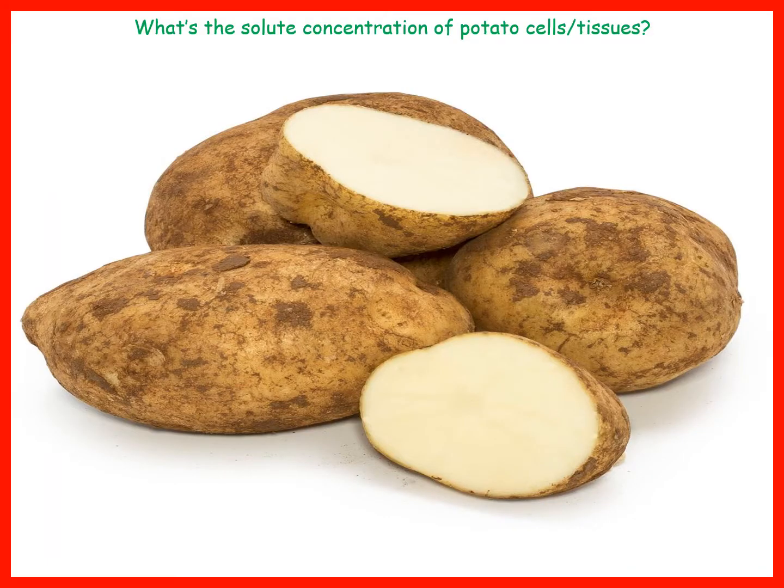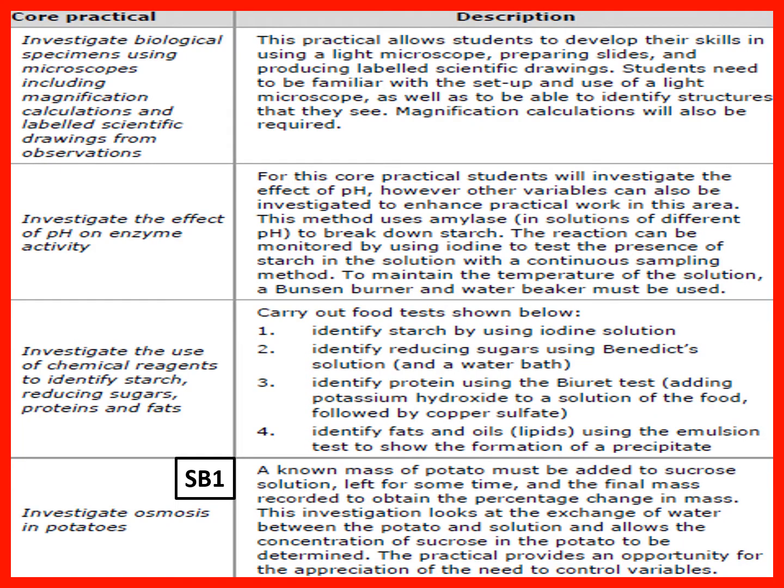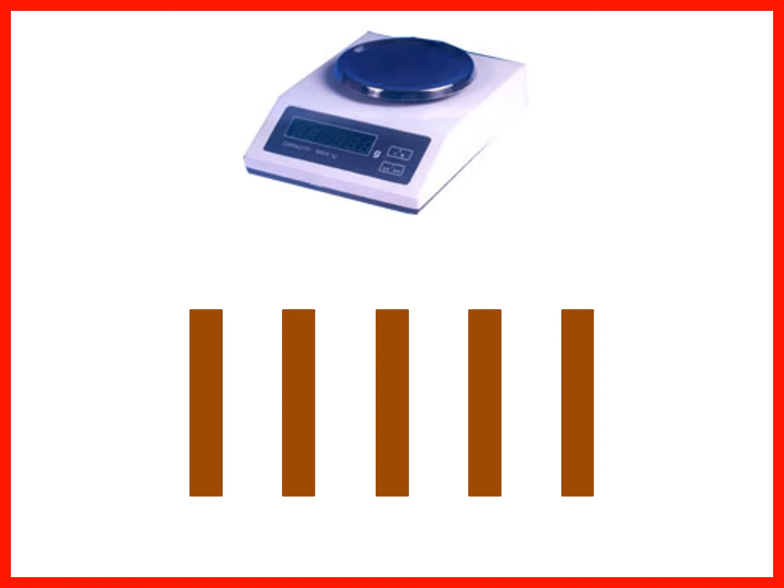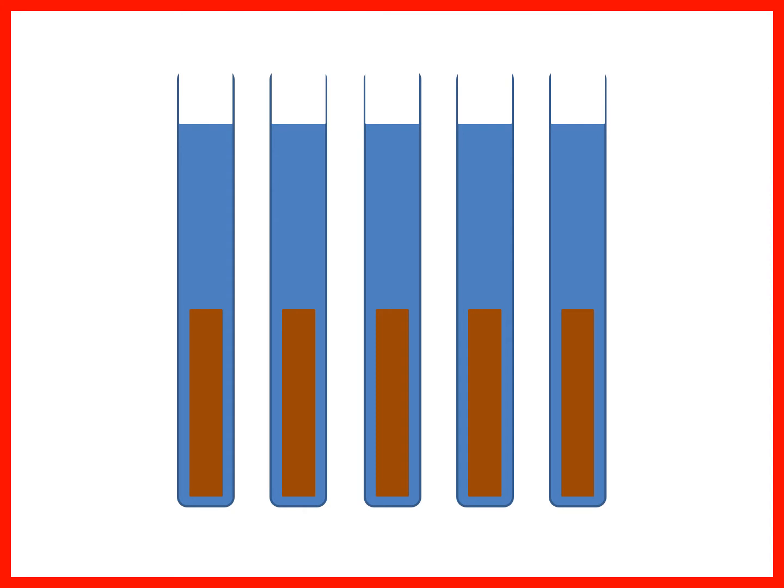What's the solute concentration of potato cell tissue? This is a practical that was done in GCSE biology and is still relevant for A-level. First, you have at least 5 different potato chips. You find out their mass and record them. That is the initial mass. You then put them into at least 5 different sucrose solution concentrations.